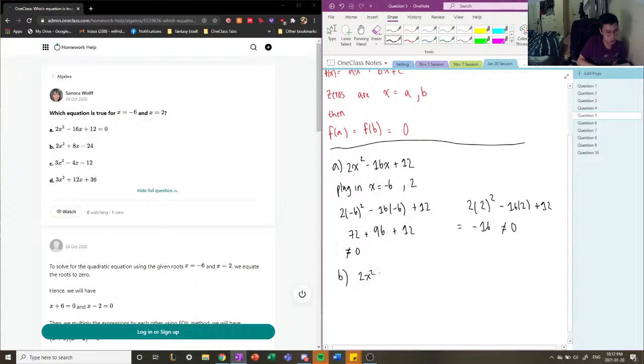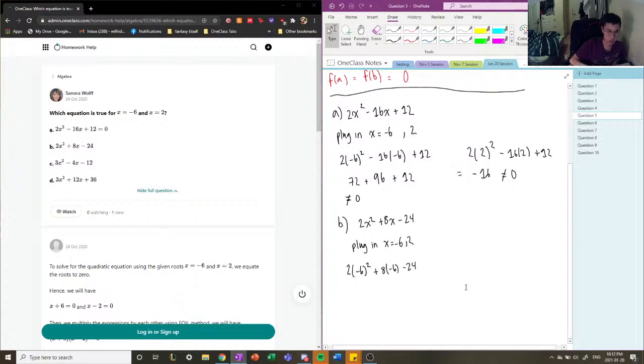Option B is 2x squared plus 8x minus 24. So let's plug in x equals -6 and 2 and see what we get. So 2 times -6 squared plus 8 times -6 minus 24. I have a good feeling about this one.